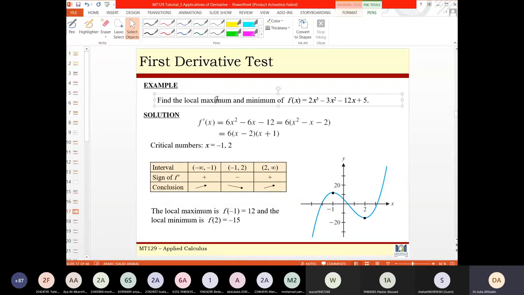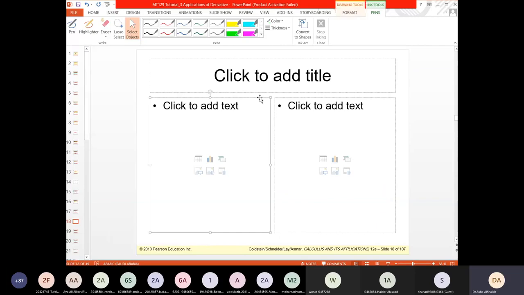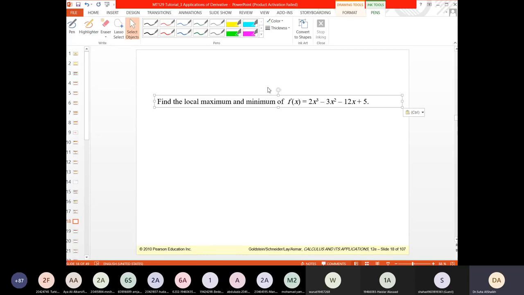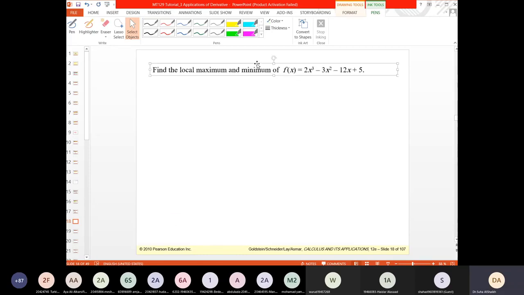The question said, find the local maximum and minimum points of this function. We will apply the first derivative test. Let's do it. So they want me to find the local maximum and minimum points, so I know I have to think about f dash of x. The first step, we find f dash of x of the function. We differentiate the function.